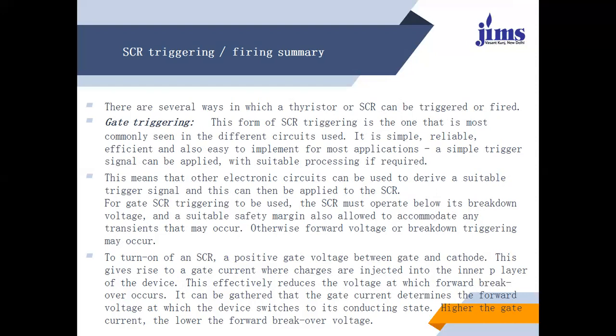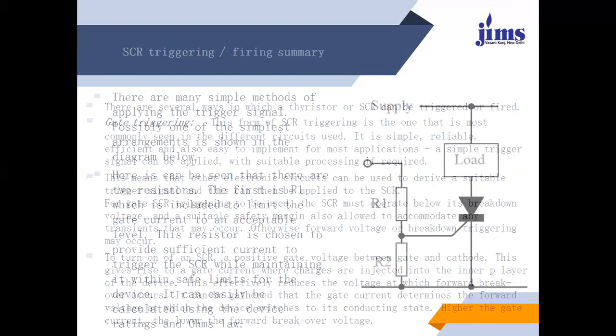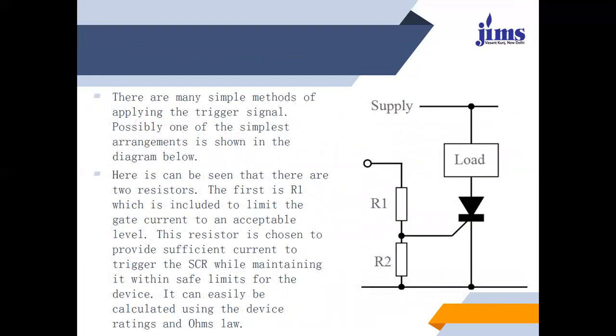To turn on an SCR, a positive gate voltage is applied between gate and cathode. This gives rise to a gate current, where charges are injected into the inner P layer of the device. This effectively reduces the voltage at which forward breakover occurs. It may be gathered that the gate current determines the forward voltage at which the device switches to its conducting state. The higher the gate current, the lower the forward breakover voltage.